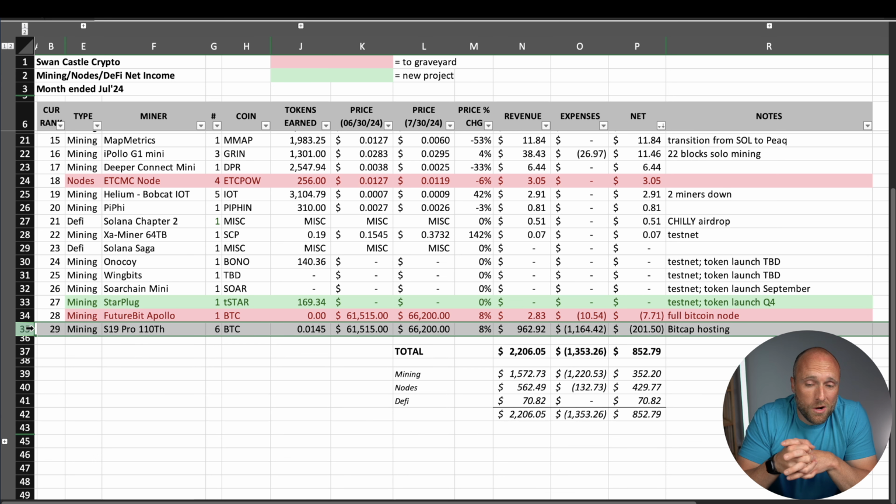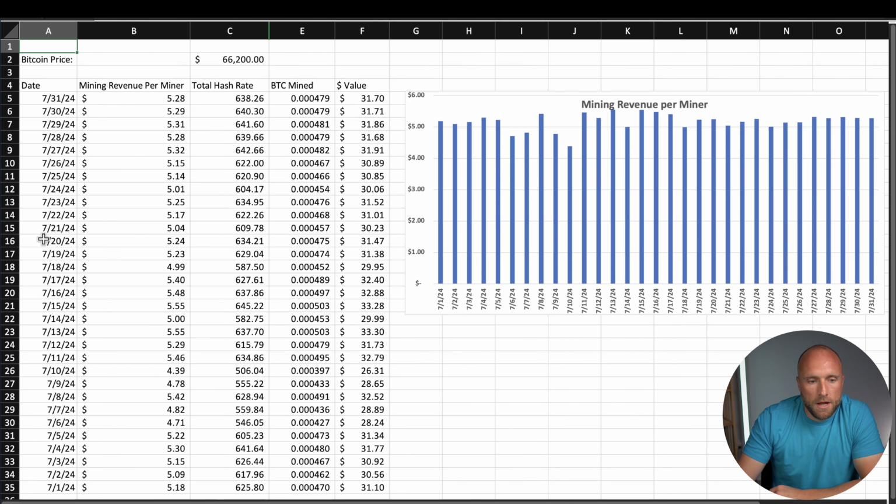Generating a negative $201 for the month. I have these hosted through BitCap Hosting. I have six S19 Pro 110 Terahash Bitcoin miners. If we go over to my Bitcoin mining chart, here's my earnings per day from the pool side. So we're earning about $5 per miner per day. Times six miners, we're earning about $30 a day.